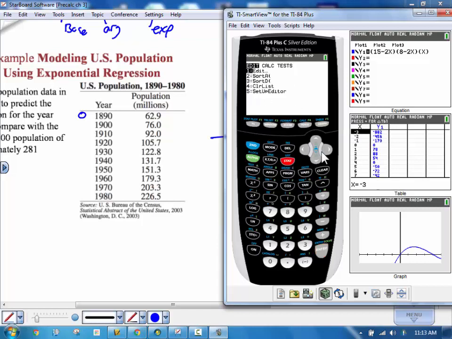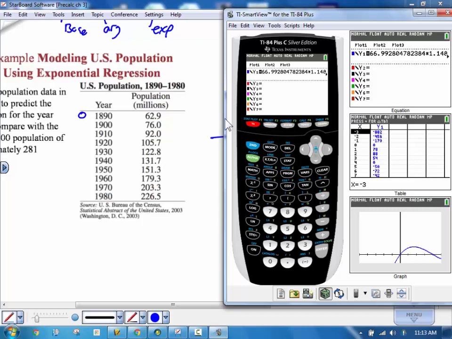Now, what's actually handy is if I go to Stat Calculate and I hit 0, and then I store this regression equation, new software allows you to do this, and I hit Vars, Y variable, function Y1, it now stores this in my Y1 in my calculator, which is kind of nice because then when it wants me to predict for the year 2000, that'd be 110 years after.